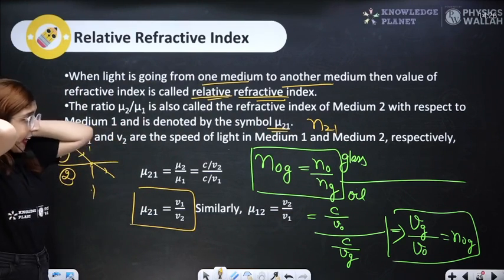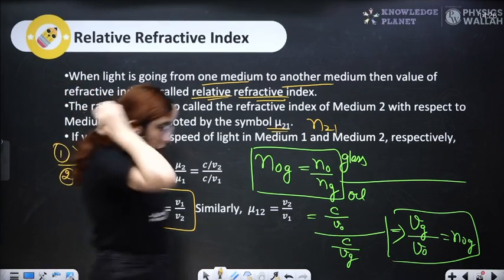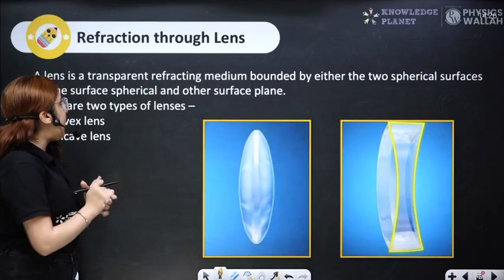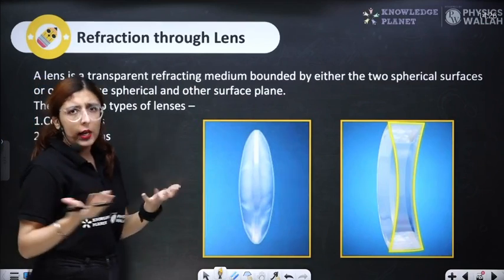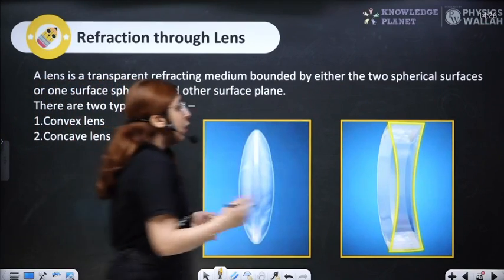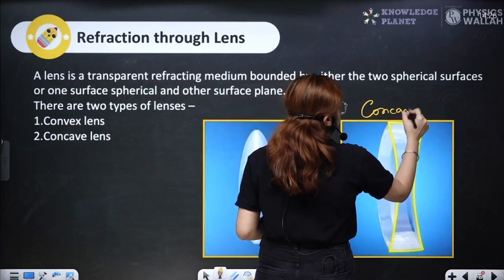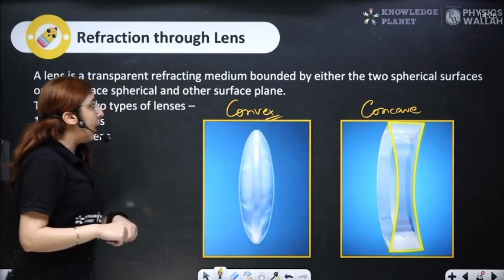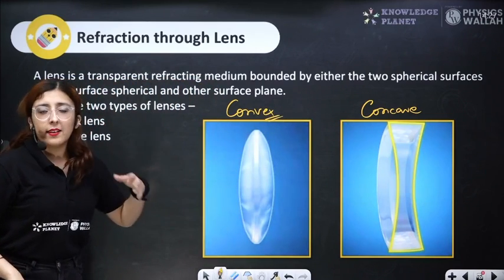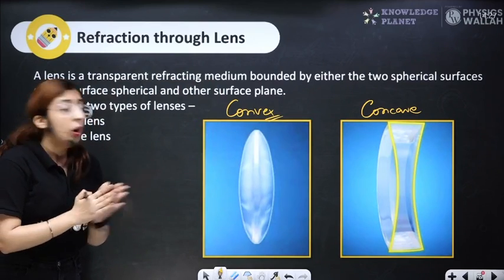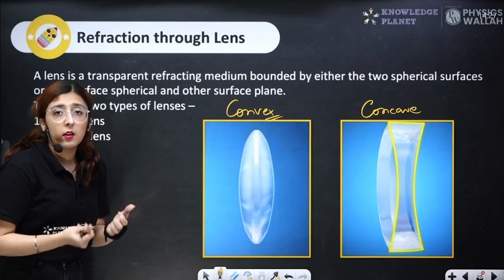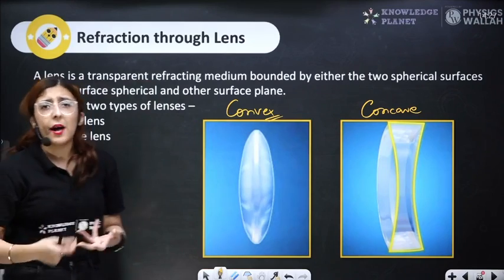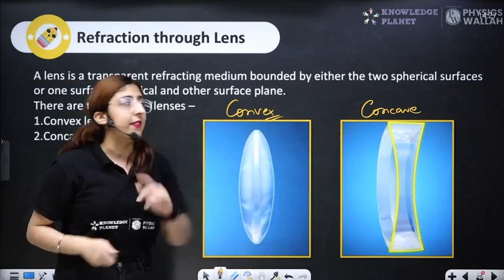Now taking this thing forward, we are going to talk about our lenses. When we talk about lenses, we usually say that there are two types of lenses. We say concave and convex. So have a look. In your concave and convex lens, certainly there are two surfaces that are spherical. Moreover, there is a medium inside it, made up of glass or plastic, a transparent medium, and they will undergo refraction.